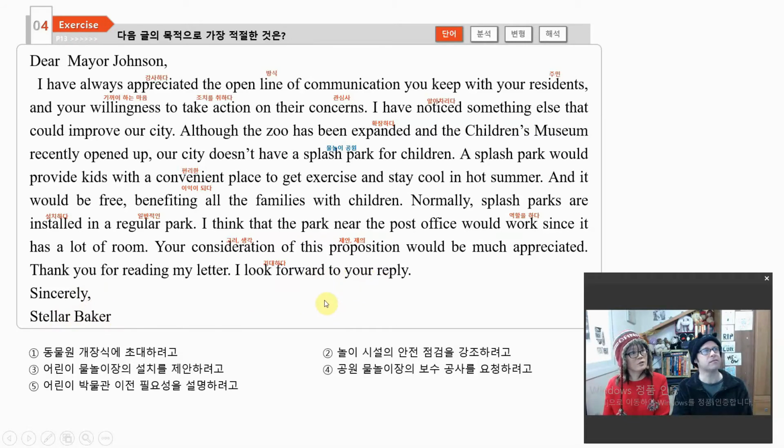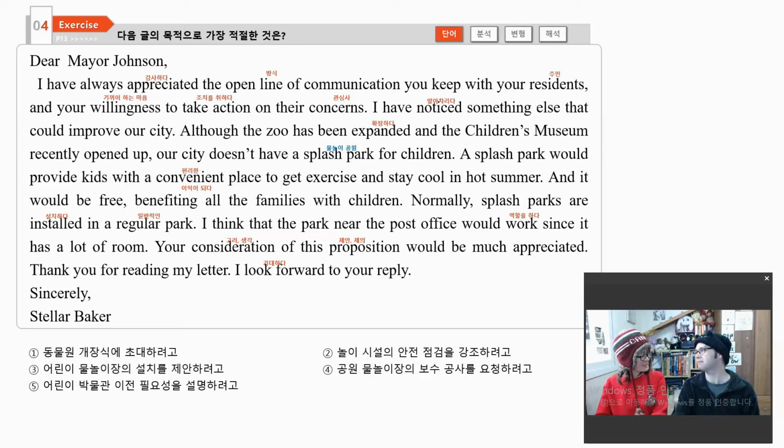So another letter, huh? That's right. So who wrote this letter? A resident, a citizen of the city. To whom? To the mayor. To the mayor, huh? To the boss. So why did he write the letter? This seems like it's not the first time they've written a letter, but this time they've written the letter because they want the mayor to consider, to think about making a splash park in the city.